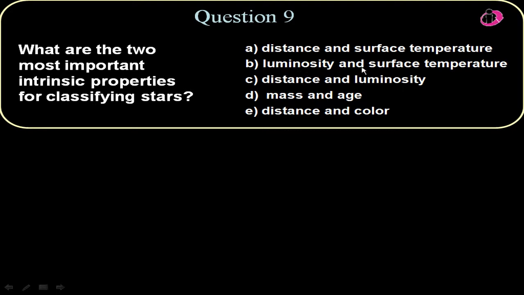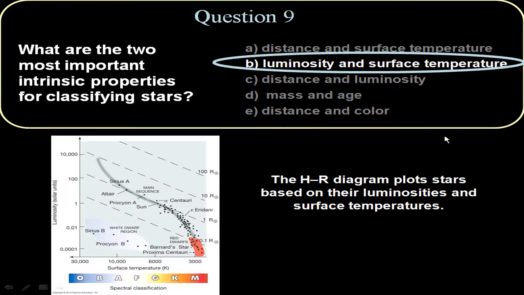We have luminosity and surface temperature. That would do it. Luminosity on the vertical, surface temperature on the horizontal. That's it. The HR diagram plots stars based on luminosity and surface temperatures. Or you could say absolute magnitude and spectral class.